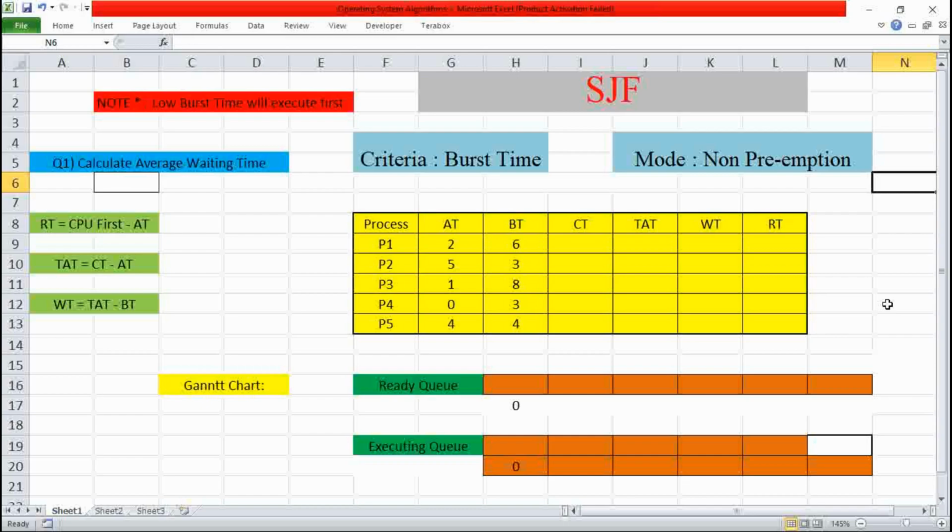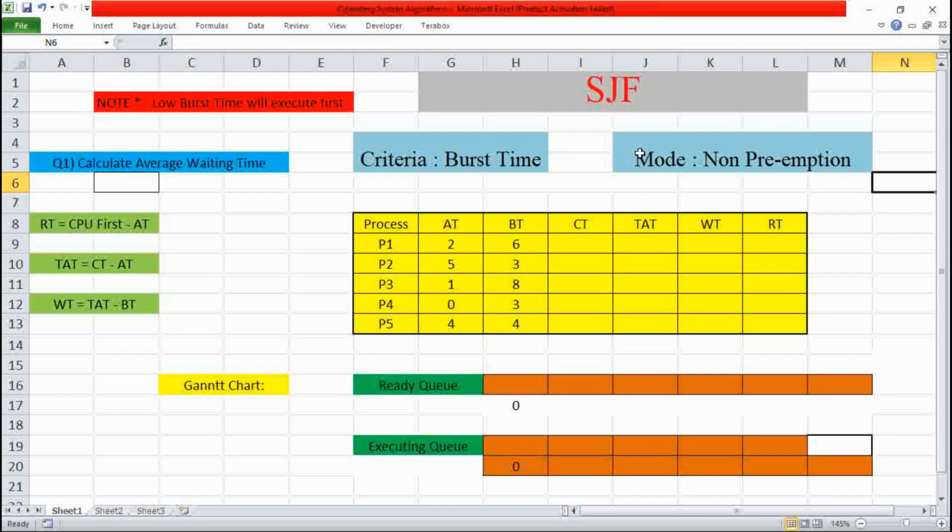As you can see, this is the numerical of SJF. SJF stands for shortest job first, which means the process which has the lowest burst time will be executed first. Note that the low burst time will execute first. In SJF the criterion followed is burst time, and the mode here is non-preemption, which means there will be no interruption while the process is being executed.